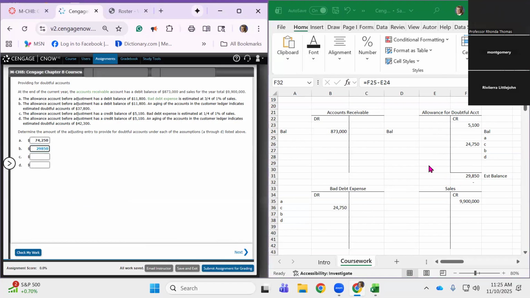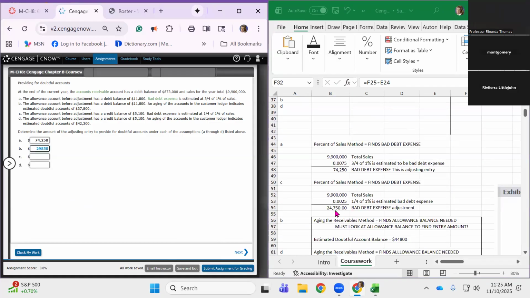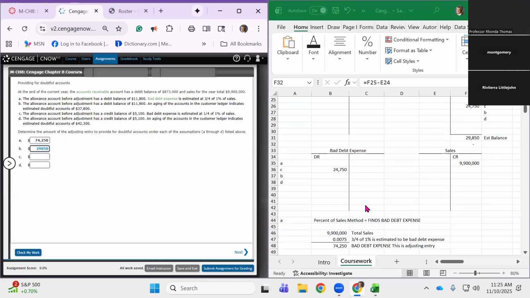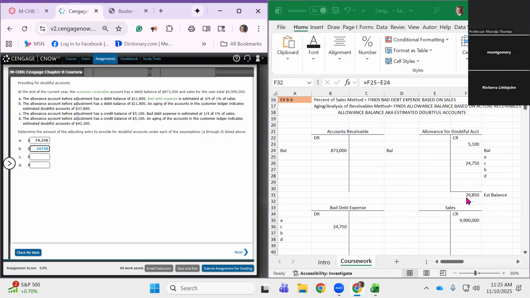Okay, 29,850. And once again, that was finding bad debt expense. No, they want the entry, not the balance. My mistake, 24,750. Okay, but I am showing you that now there's a new balance, but the adjusting entry was 24,750. And the new balance in the allowance account for doubtful accounts is the 5,100 plus the 24,750.